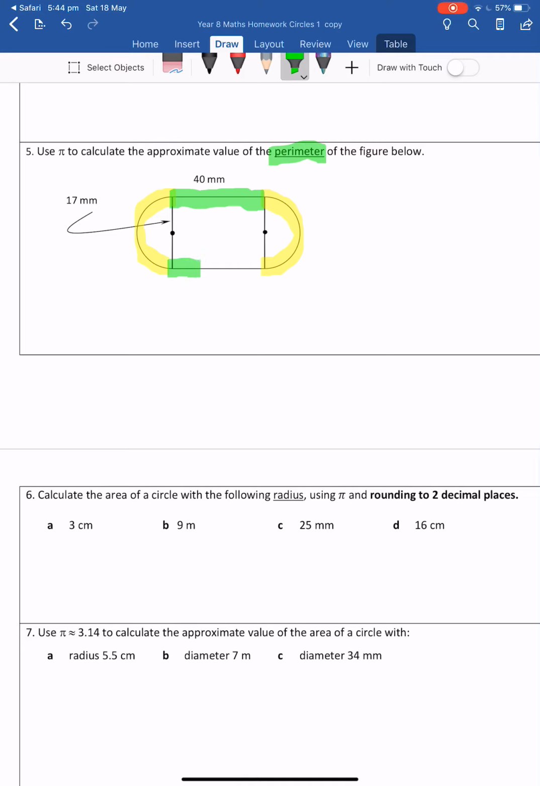So if you think this is like a racetrack, you've got these two length bits here. So really what I'm going to find here is, to get the perimeter, I'm going to do pi d, which is my yellow highlighted part, plus the green highlighted part, which is going to be 40 multiplied by 2, because there's two straights there. Okay, so that's really what you're calculating there.